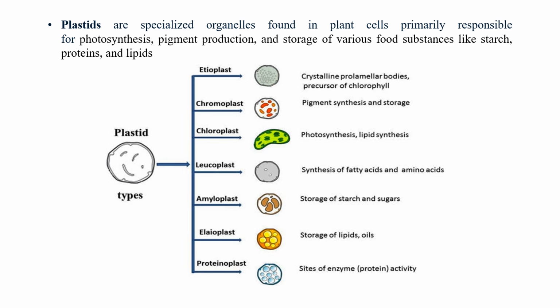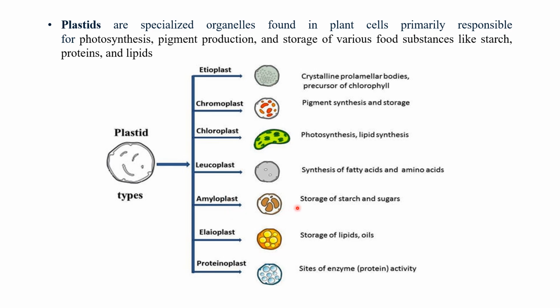Plastids are specialized organelles found in plant cells. They are primarily responsible for photosynthesis, pigment production, and storage of various food substances like starch, proteins, and lipids. Based on the content and function, the plastids are classified into many types. Etioplast is a precursor of chlorophyll; it has a crystalline prolamellar body. Chromoplast: pigment synthesis and storage. Chloroplast is mainly responsible for photosynthesis, and leucoplast for synthesis of fatty acids and amino acids.